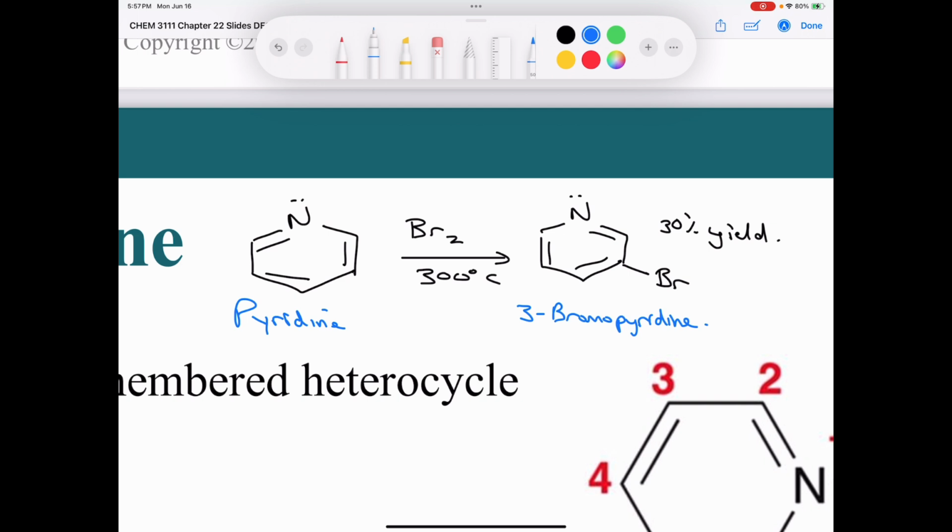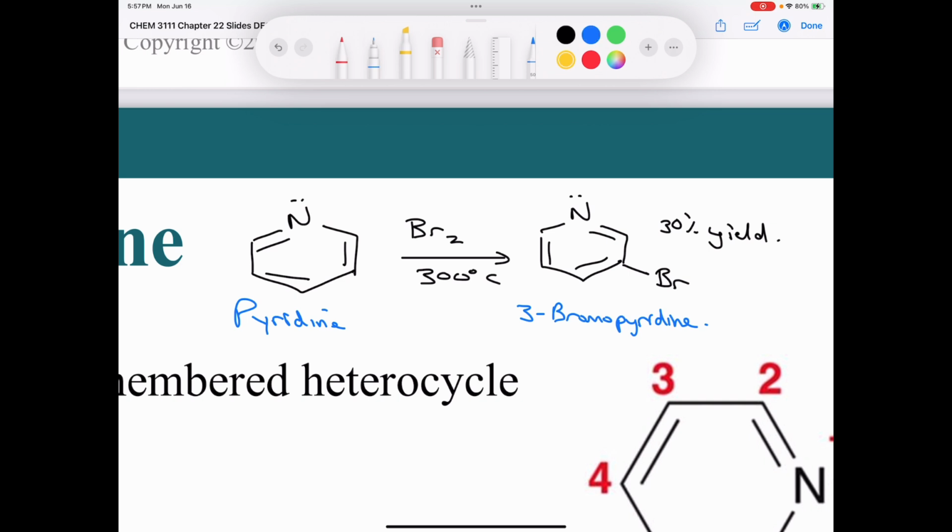Since pyridine is an aromatic compound, we would expect it to exhibit reactions that are characteristic of aromatic systems. In fact, pyridine undergoes electrophilic aromatic substitution reactions. However, the yields are generally quite low because of the inductive effect of the nitrogen atom, which renders the ring electron poor. High temperatures are required, as we see here.